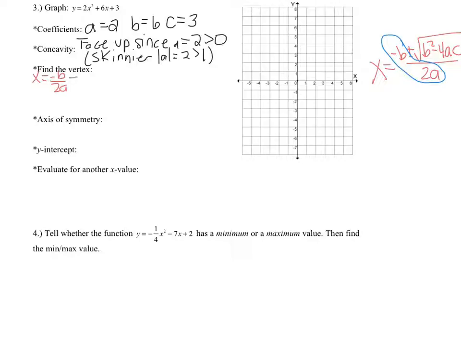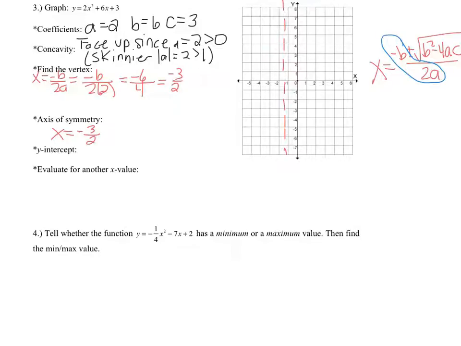Okay, so let's go ahead and plug in. B was 6, so the opposite of 6 is -6. A is 2. So we get -6 divided by 4. Doesn't divide evenly, but we can reduce them both by 2. So if we divide -6 by 2, we get -3. 4 by 2, we get 2. So the x-coordinate of the vertex is -3/2, or -1.5. So I'm going to go ahead and dash in my axis of symmetry at x equals -3/2.